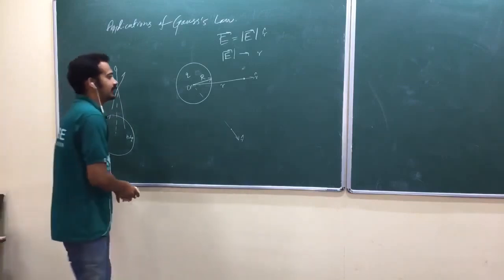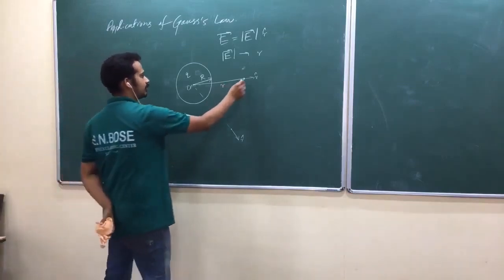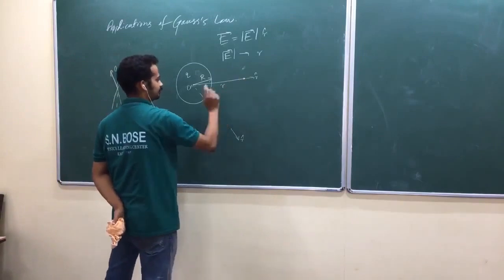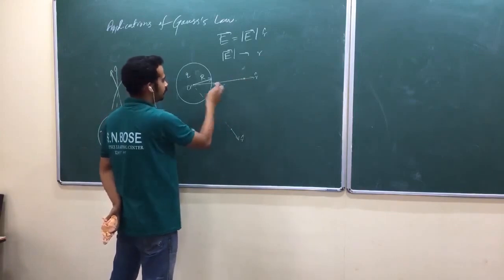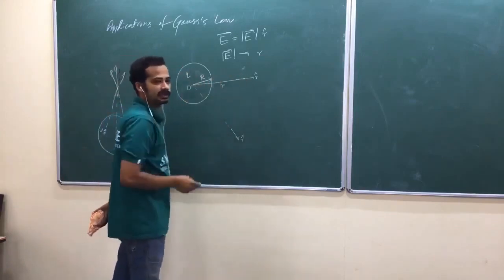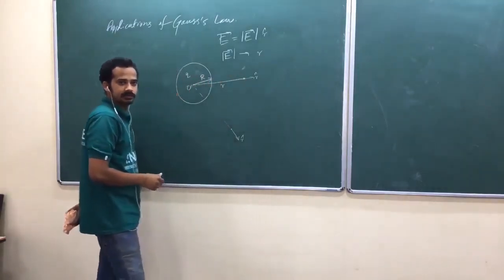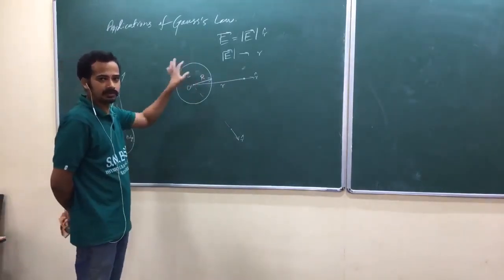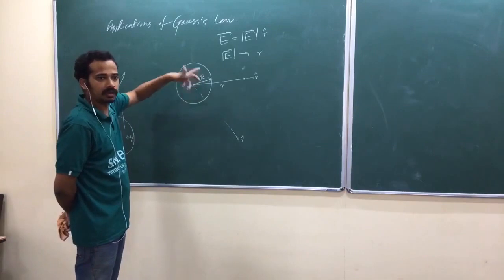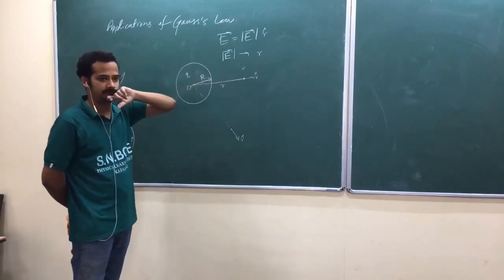Now look at here. Again, you should be able to argue. You should be able to convince. Remember, if you have a point here, suppose you rotate this sphere, will you feel any change? Are you getting my point? It is a uniformly charged solid sphere. There is no non-uniformity. If you rotate this one, will you feel any change?